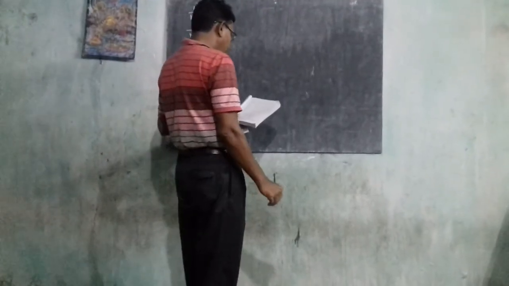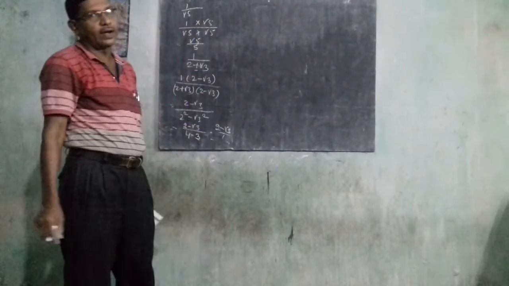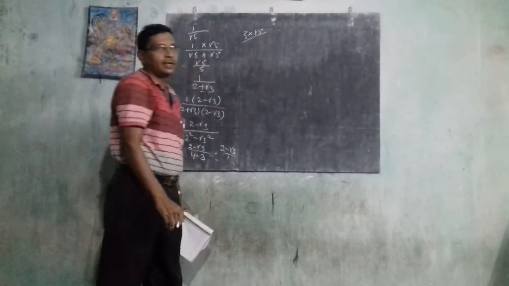Then another of this type. Your exercise is complete. Exercise 1.5 is over. You can do the exercise.